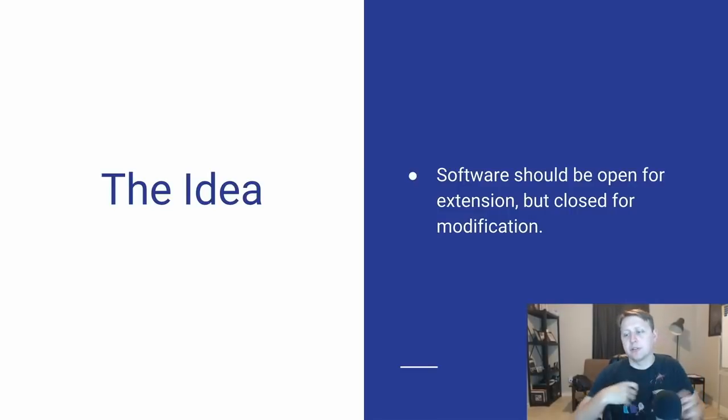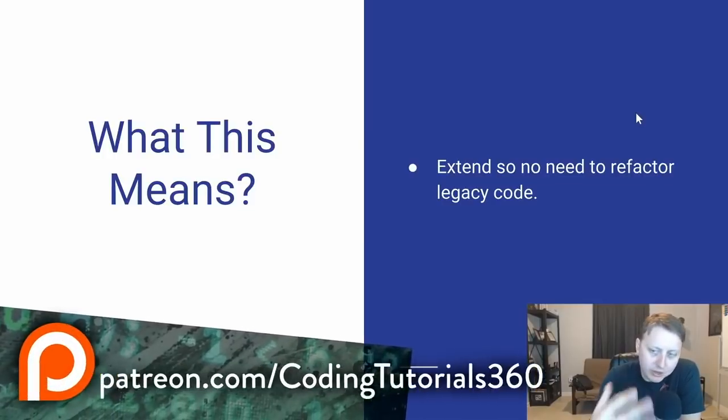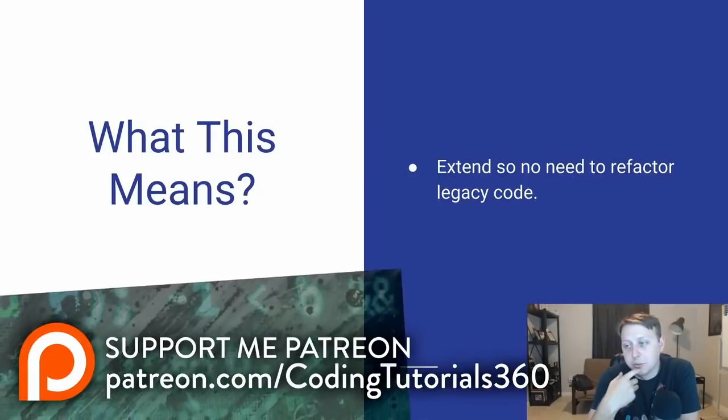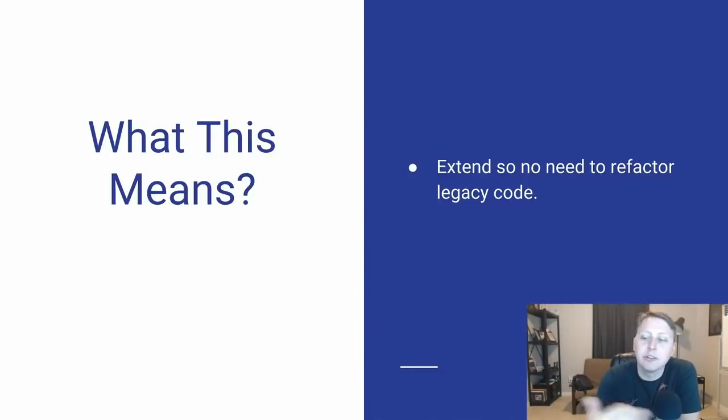I'm using software very generally. We're talking about classes, modules, pretty much any aspect of software that's reusable. We want to make it open to expand upon, but closed to modify that original level of code. So what does that really mean? Well, this is my interpretation, but it essentially means we want to extend the code so that we don't have to refactor legacy code.